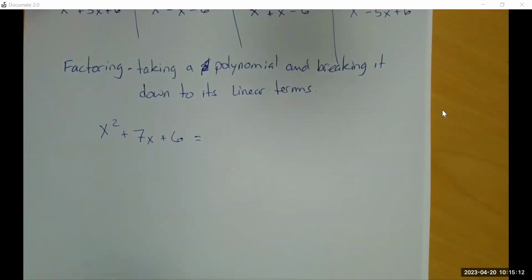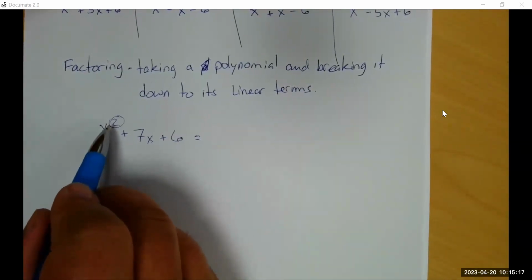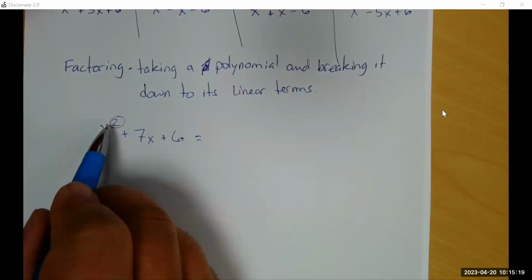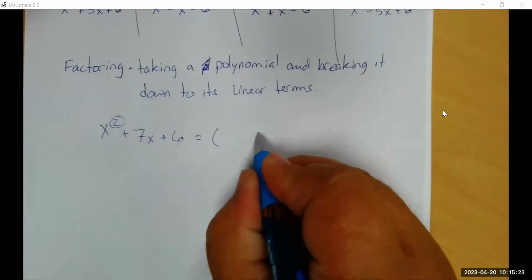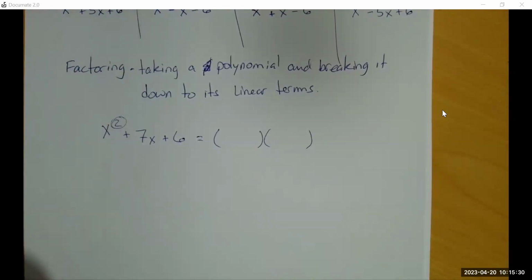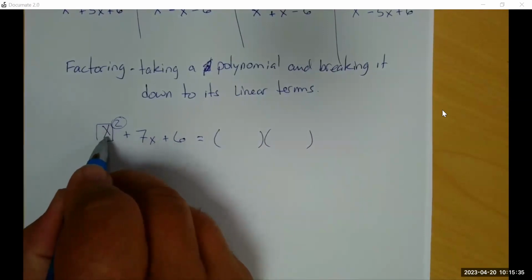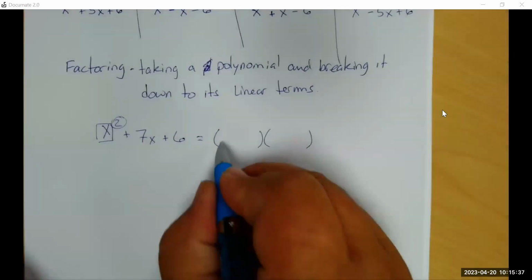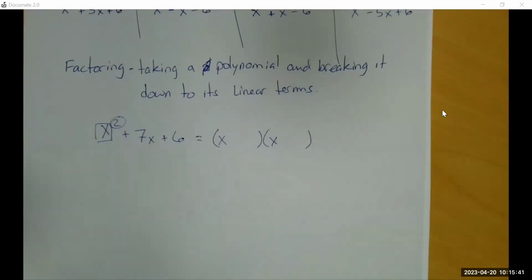How do we do it? Remember, what does the degree tell us? How many solutions we can have? Yeah. So we're going to have two factors. We do it in pieces. First off, what makes x squared? Yeah, x times x. And they go in the first spot. This is where the FOIL part comes in.